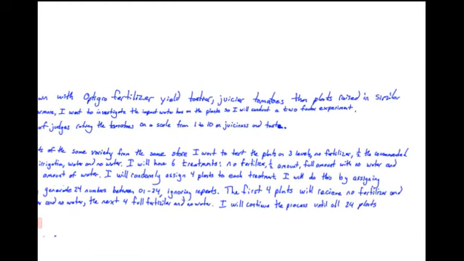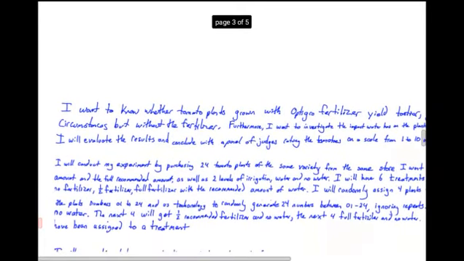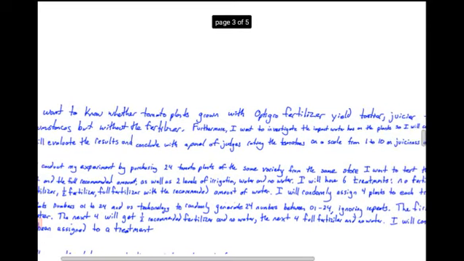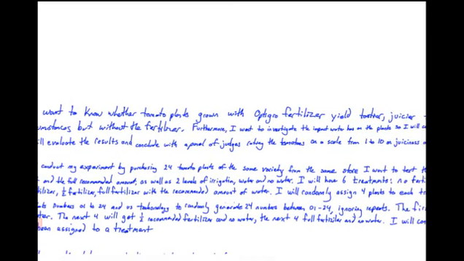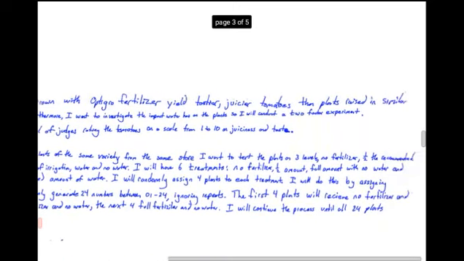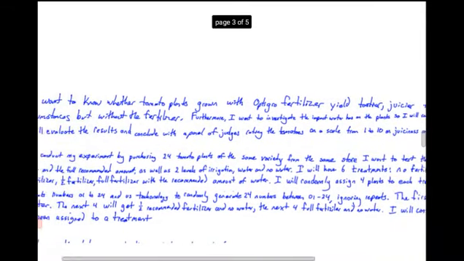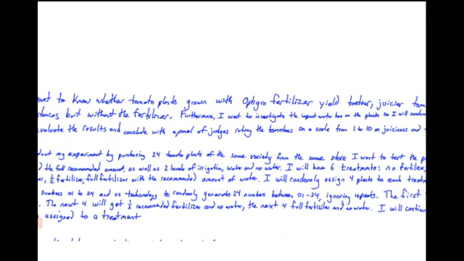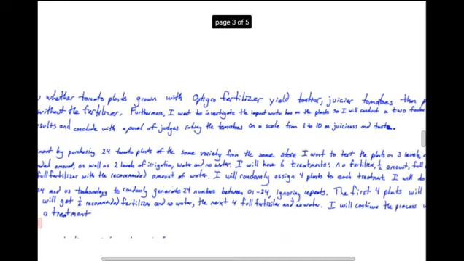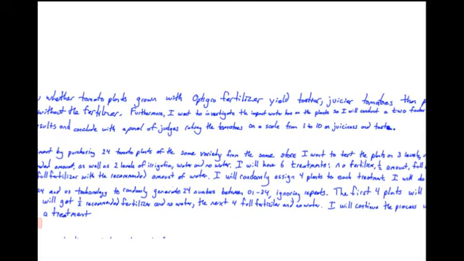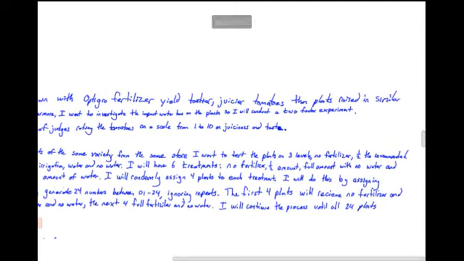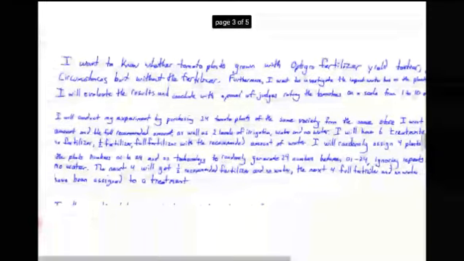Okay, now since we're saying I'm going to do that, I want to explain exactly how. I will do this by assigning the plants numbers 1 to 24, and then use technology to randomly generate 24 numbers between 1 and 24, ignoring repeats. The first 4 plants receive no fertilizer and no water, so they're in treatment group 1. The next 4 plants will get half the recommended fertilizer and no water, treatment 2. The next 4, full fertilizer and no water, and so on. I'll continue that process until all 24 plants have been assigned a treatment.